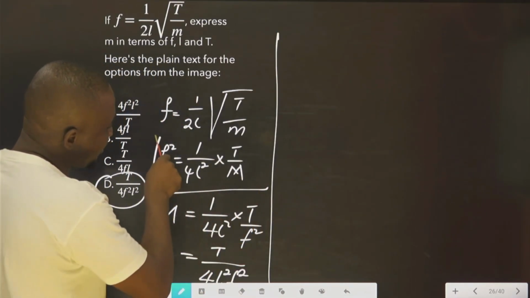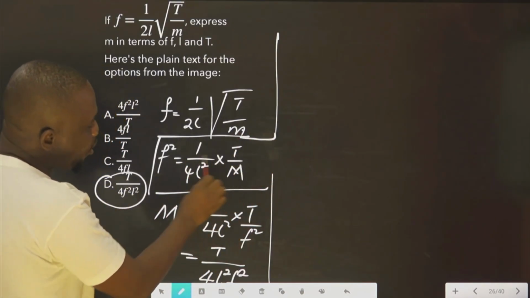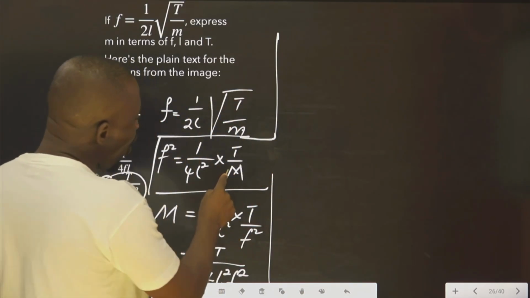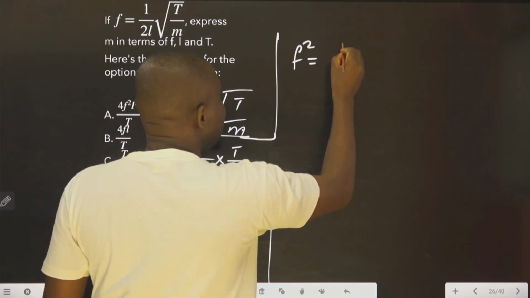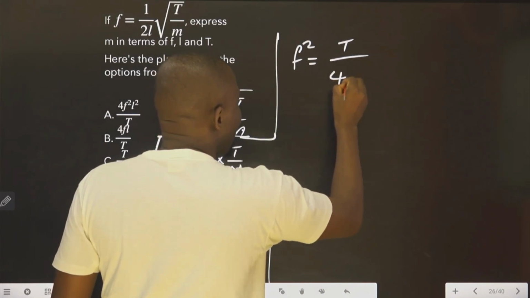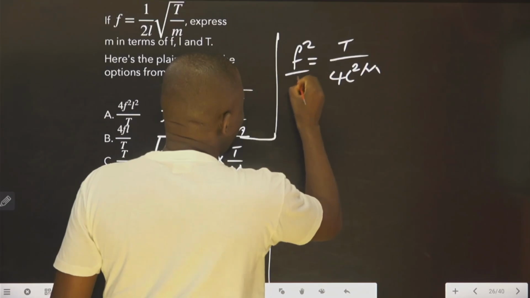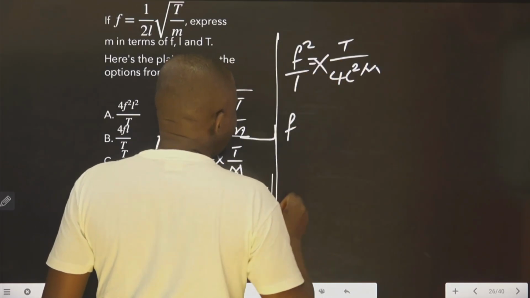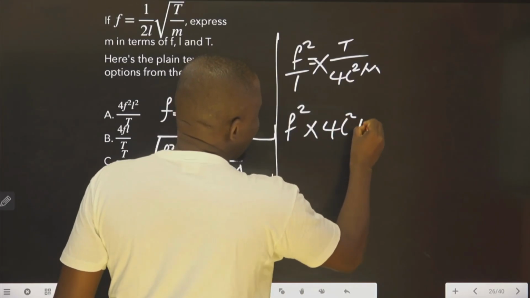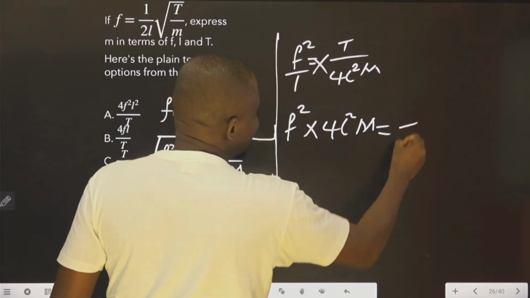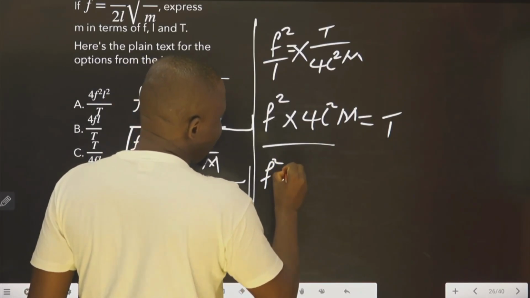When we get here, let's open the road here to work. You know how we got here? We square throughout. All we need to do now, we say f squared is equal to t over 4l squared m, right? Over 1, we cross multiply. That is, this multiplied by 4l squared m equals t. Okay? Then we need m. We divide both sides by f squared.